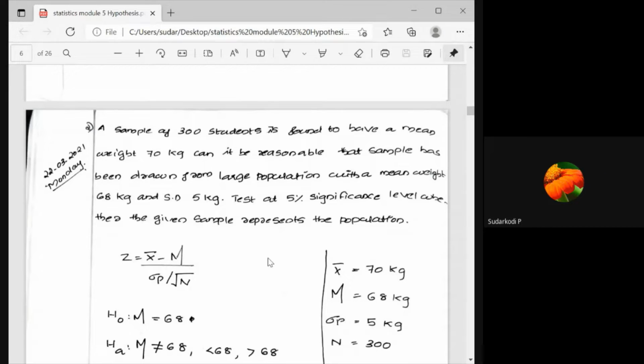So this is the next sum you can see here, same as the previous sum. A sample of 300 students found to have a mean weight of 70 kg. Can it be reasonable that the sample has been drawn from the large population with a mean weight of 68 kg and a standard deviation of 5 kg? Test at 5% significance level whether the given sample represents the population or not.